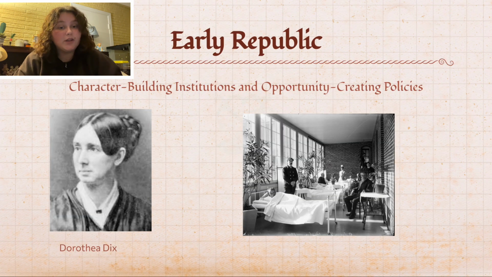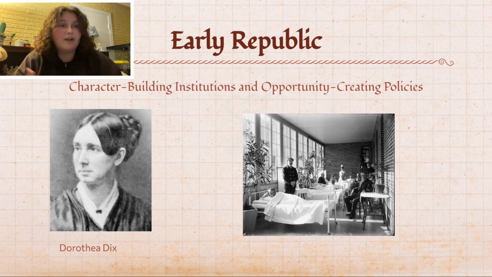Starting off with the early republic, at the start of the 19th century, the main group in the US was small landowners. There were also people named reformers like Dorothea Dix, and they wanted to turn prisons into a voluntary place and wanted to remove mentally ill people from them and mainly wanted to turn it into a place of recovery.